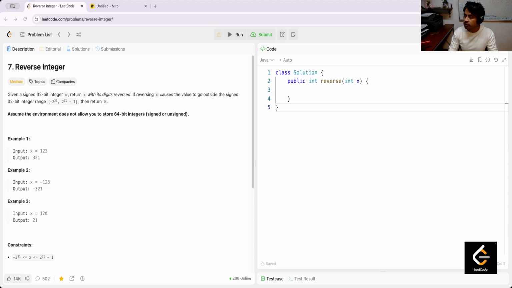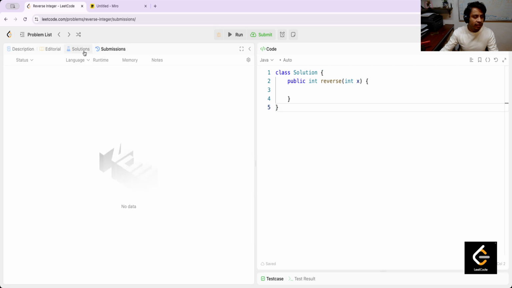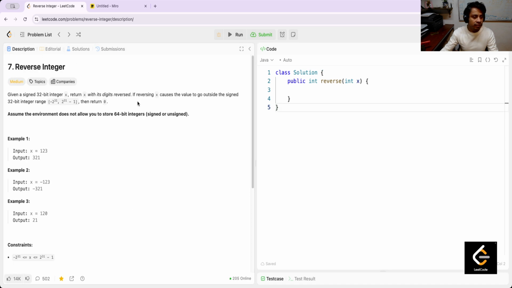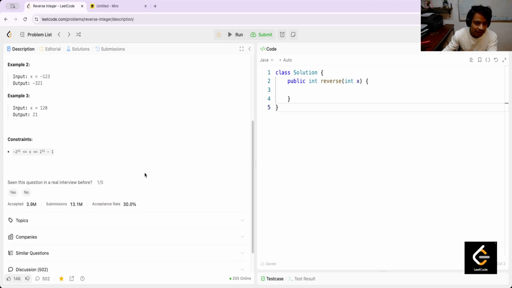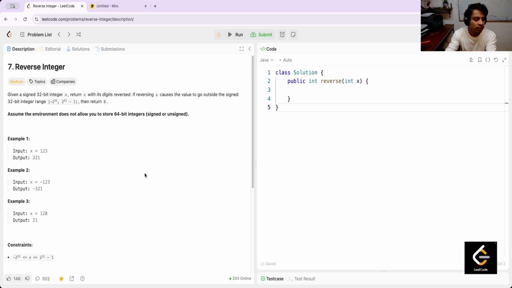And today we have this problem: reverse integer. It's the first time that we try to solve this problem. It looks simple, but the acceptance rate is very low. Given a signed 32-bit integer x, return x with its digits reversed.